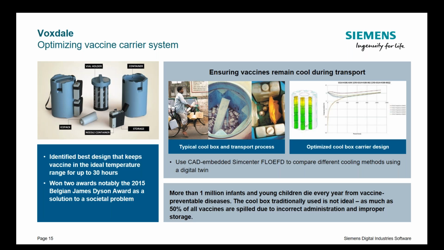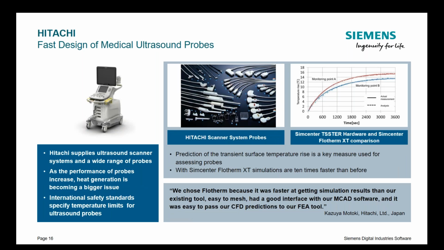And so in places where power supplies are unreliable and daily temperatures can soar to 45 degrees, this is particularly problematic in the remote and hard-to-reach areas where many people live. And so in this case, the design uses a single ice pack and storage compartment to keep vaccines from exceeding allowable temperatures. Thermal simulations showed that the vaccines in the carrier design would stay between 2 and 8 degrees Celsius longer, and the cooling pack and cooling unit also stayed cooler for longer. In 2015, the designer won the Belgian James Dyson Award for the device as a solution to a societal problem.